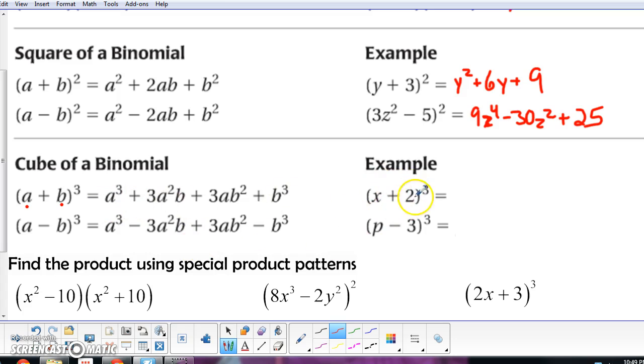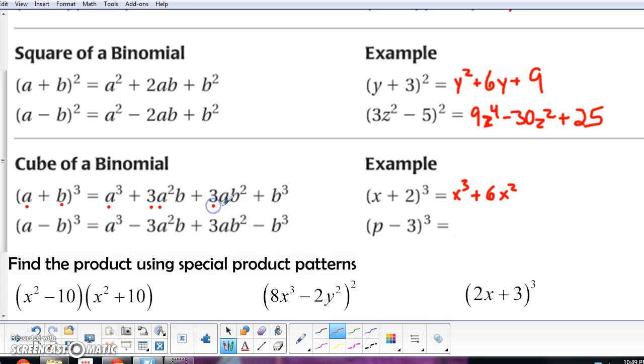As I cube my binomial, according to the pattern, the first term is the cube of a. So the cube of the first term. Well, using this example, I cube x and I write x cubed. The next term is 3 times a squared, the first term, times b, the second term. Well, working my way through that one, that'd be 3 times x squared times 2. Well, 3 times 2 is 6, so this must be 6x squared as the first term.